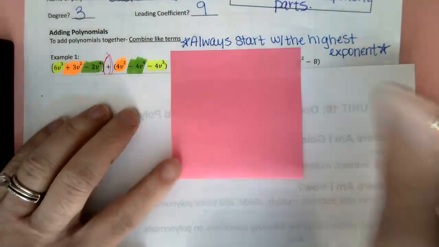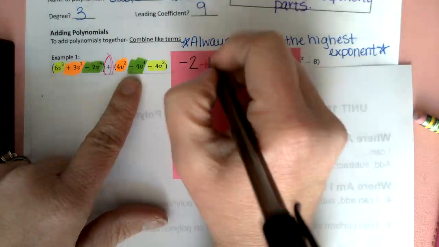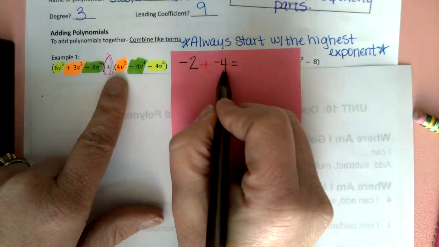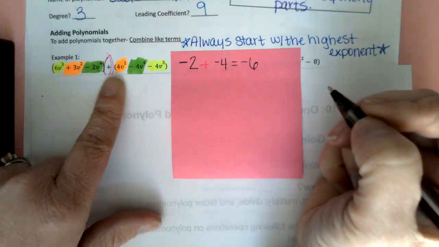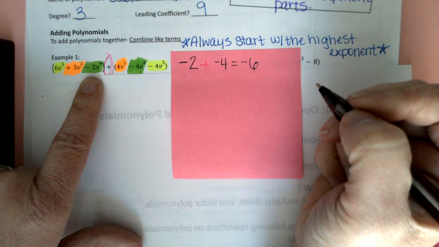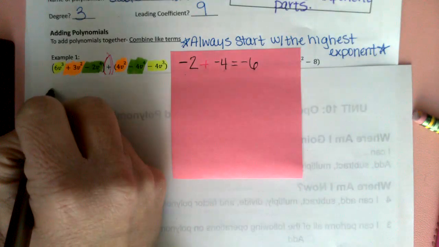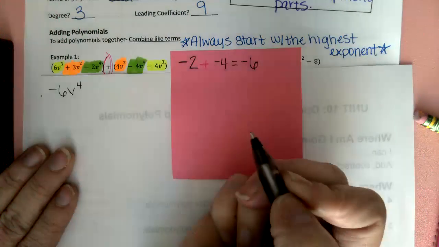I would type -2, and then there's a plus sign there in between the 2 trinomials, and then -4. What is -2 plus -4? When you type it in, it will give you -6. So I leave my variable parts alone when I go to write down my answer. That would have given me negative 6b to the fourth.